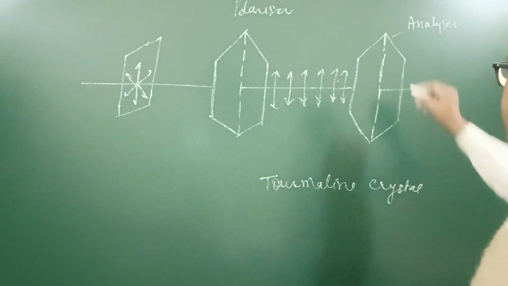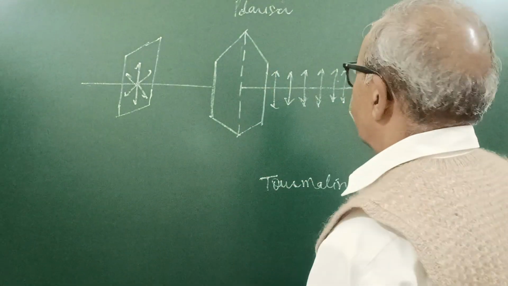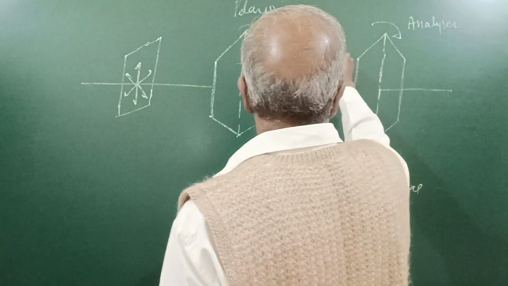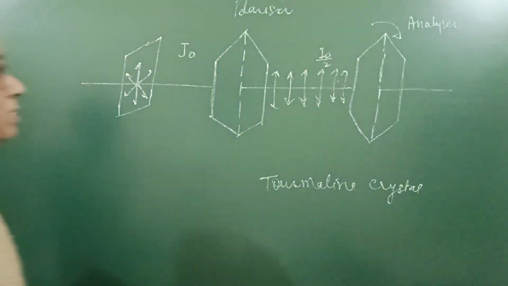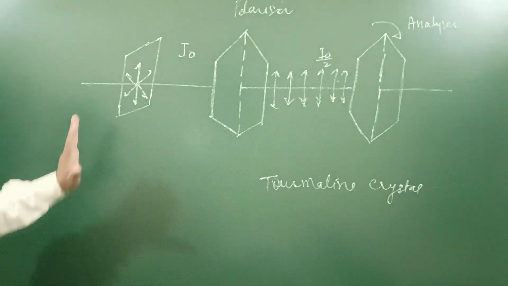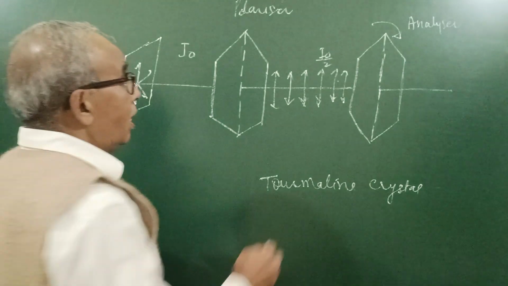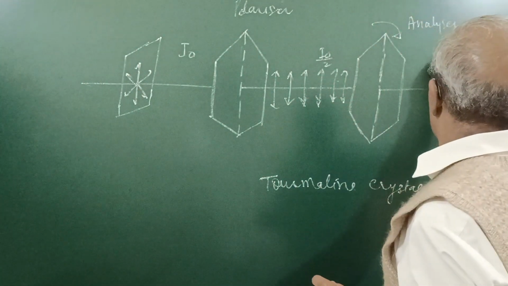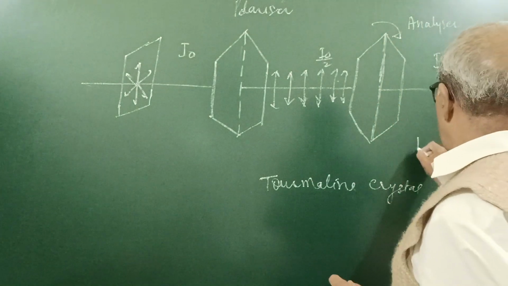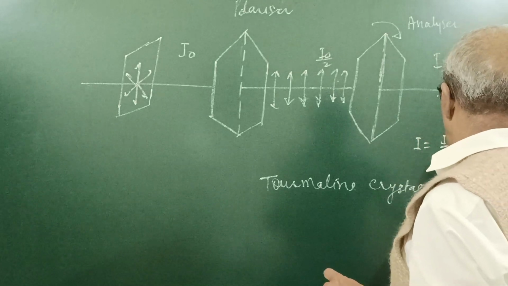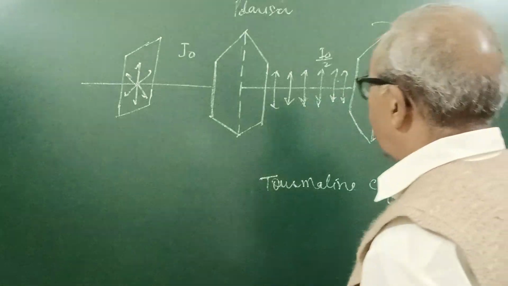Actually, when this was rotated, when these were parallel to each other, whatever the intensity here, if it is I0 here, it was found to be I0 by 2 practically. The intensity of light emerging from the polarizer is reduced to half, and then the intensity coming out varies with the rotation, and this was found to be equal to I0 by 2 cos square theta. Theta will be the angle.